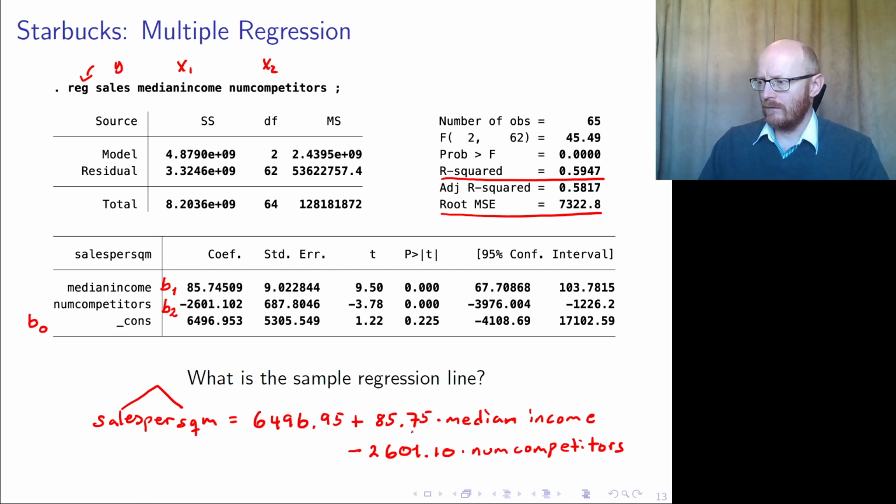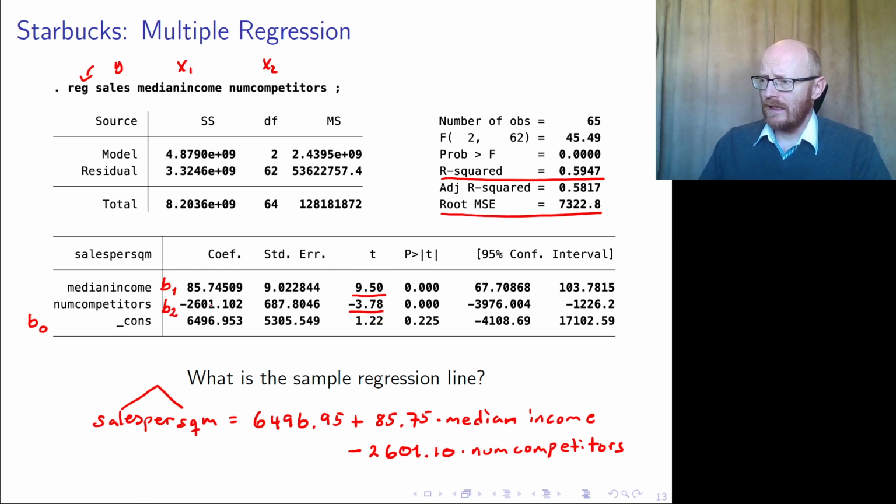Okay, and here you see that another interesting aspect is that the coefficient for median income has a t-value of 9.5, which is significantly different from 0, and the coefficient for the number of competitors is also statistically significantly different from 0, because it has a t-value of -3.78, which means that it's different from 0 on the negative side.